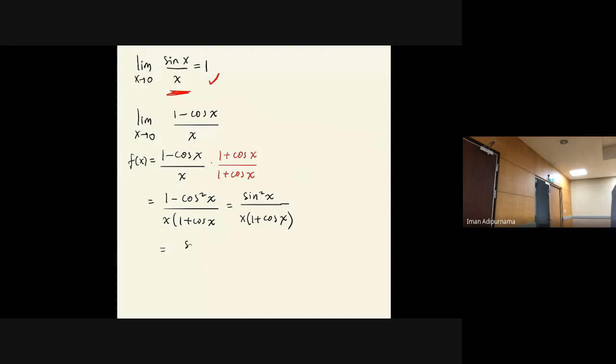And here you can separate this. So later in any exercise, you can manipulate any trigonometric expression using identities. When you find sine x over x, you can directly say this equals 1. And the other factor becomes 0 over 1 plus 1, so it's 0. And the total is 0.